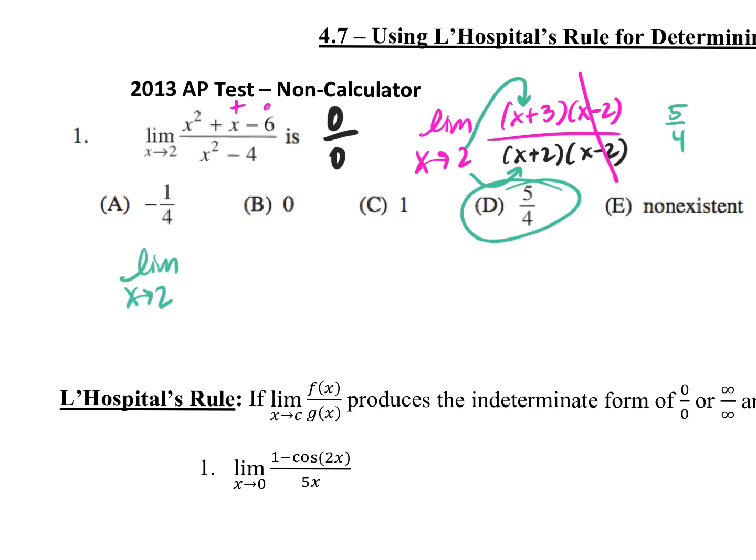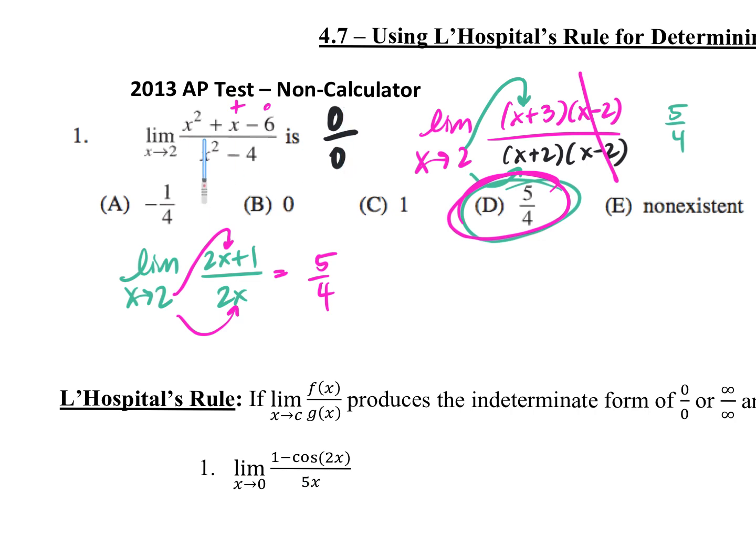What's the derivative of the top going to be? 2x plus 1. Derivative of the bottom, no quotient rule needed. 2x. Now when I plug in that 2, what are we going to get now? 5/4. We get the same thing. So again, either way works. This is just going to be easier in times that we don't know how to factor.